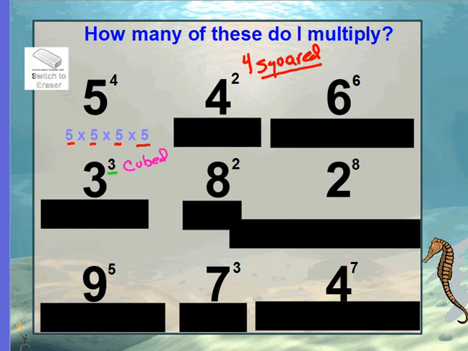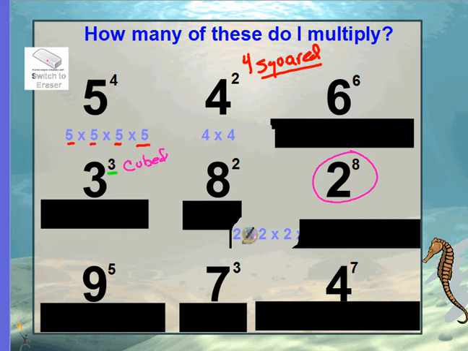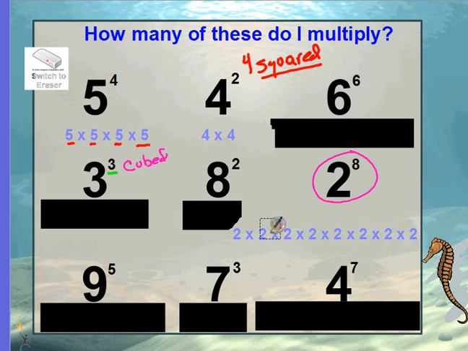So just getting some extra practice on this, we have 4 times itself, so 4 to the power of 4. This one right here, 2 to the power of 8, you're going to take the 2 and multiply it times itself 8 times. We can count that by 1, 2, 3, 4, 5, 6, 7, 8.